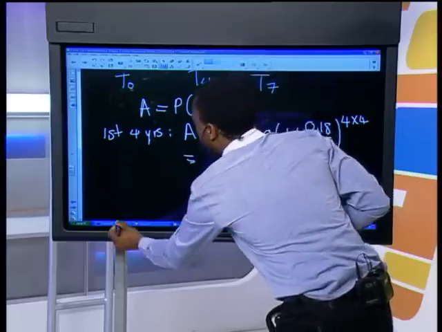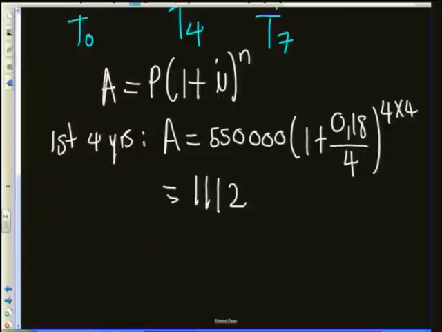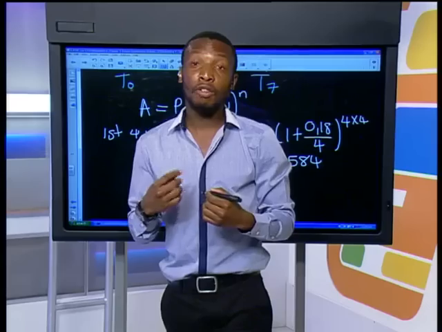Okay, let's bring up our calculator. Let's clear that. So 550,000 times (1 plus 0.18 over 4), to the power of 4 times 4, which is 16. Okay, so it's 1,112,303.584. That's how much money she owes at the end of 4 years.